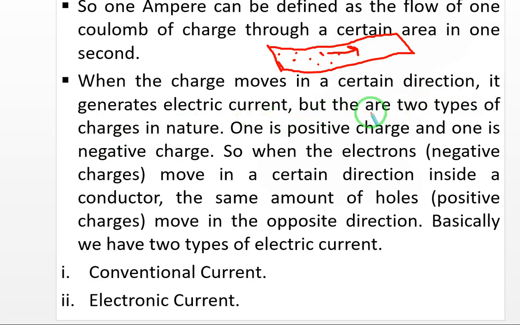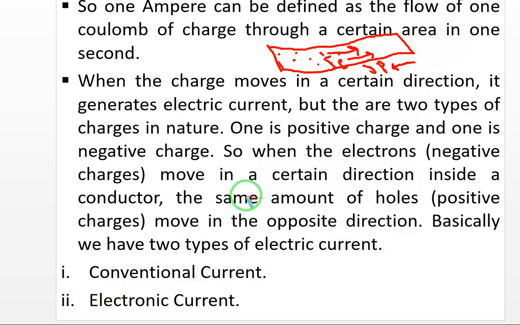But there are two types of charges, positive charges and negative charges. When the electrons, the negative charges, move in a certain direction inside a conductor, the same amount of holes or positive charge move in the opposite direction. If 5 electrons are moving to the right side, the same number, 5 protons with positive charge, will move in the opposite direction. It's basically the concept behind electrons and protons in the same conductor.